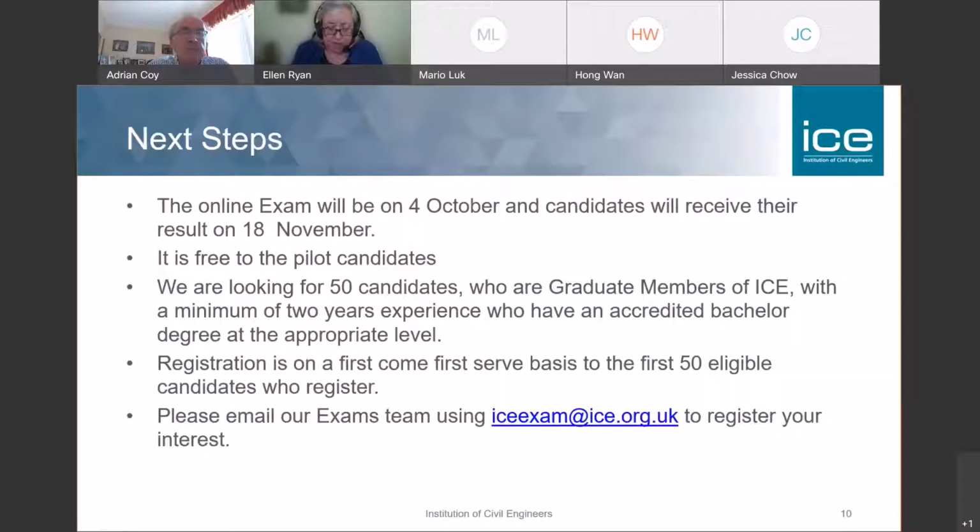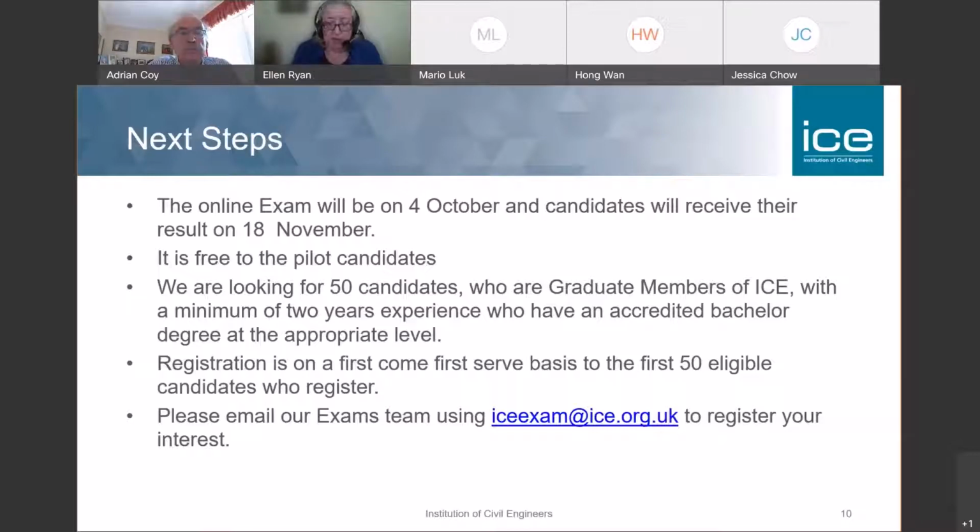As I mentioned earlier, the online exam is on the 4th of October. Adrian's mentioned the moderation process, so we're hoping at the moment that candidates will receive their results on the 18th of November. As I've said before, the exam is free to the pilot candidates, and we're looking for 50 candidates who are graduate members of the ICE, who have a minimum of 2 years experience and hold an accredited bachelor degree at the appropriate level to be our pilot candidates.